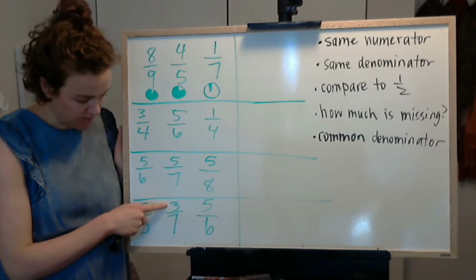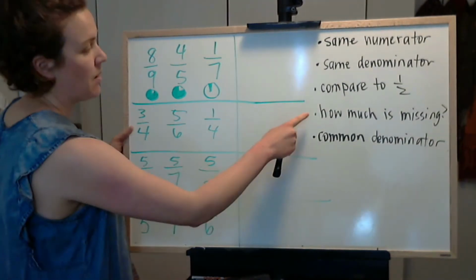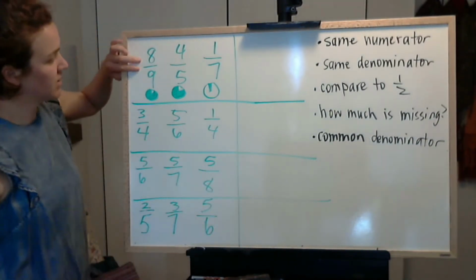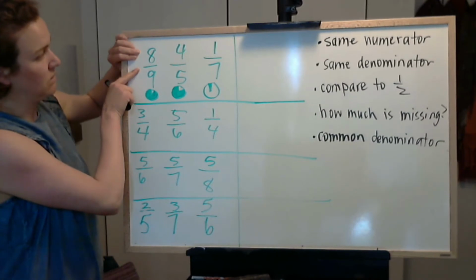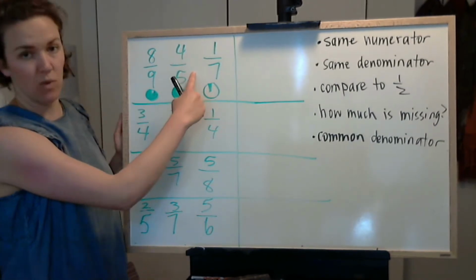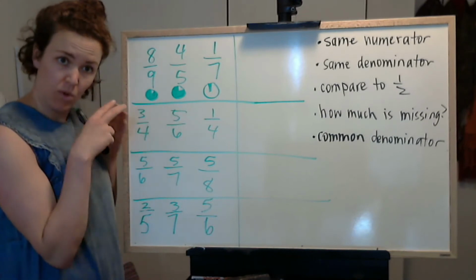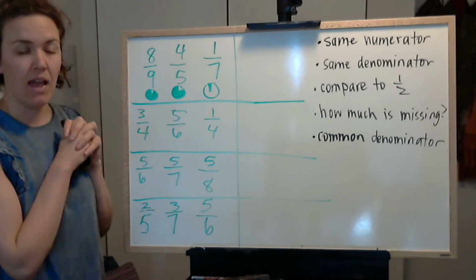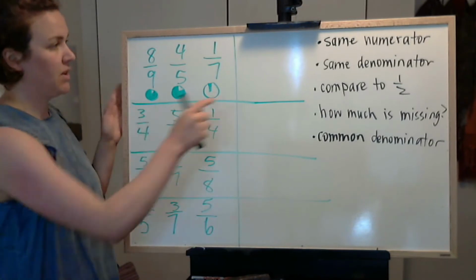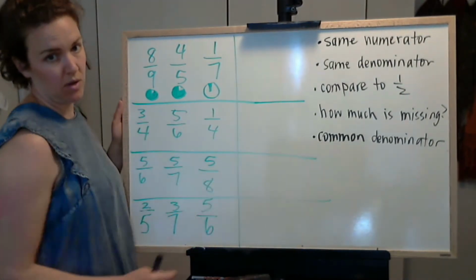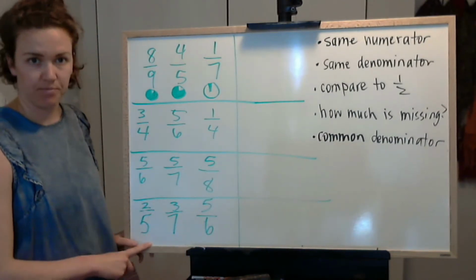So 3/7 is slightly less than half. How much is missing? So if you have 8/9, for example, you're missing 1/9. With 4/5, you're missing just 1/5. So you can compare how much is missing from each whole piece. And if none of these strategies works, you can use common denominator. And we will probably do that for this last one.